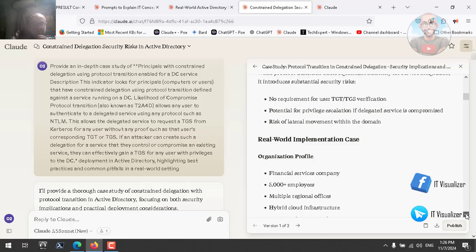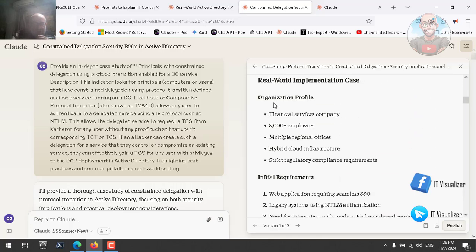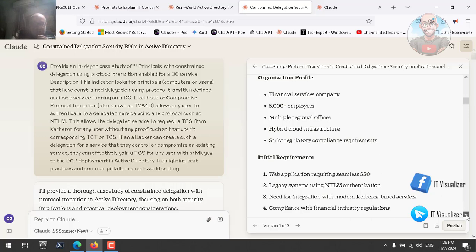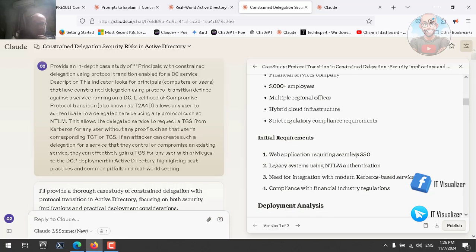Okay, real world case. Here we have the organization profile: finance service company, 5,000 plus employees, multiple regional offices, hybrid cloud infrastructure, strict regulatory compliance requirements. Initial requirement, web application requiring seamless single sign-on service. I think single sign-on, yes, to use one account to log into different applications.